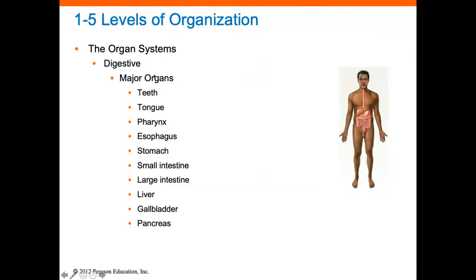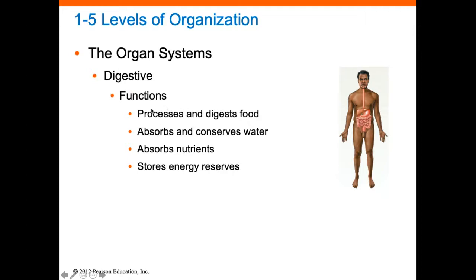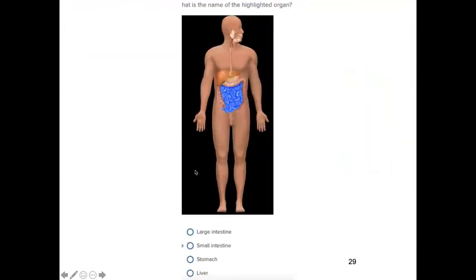Now we look at the digestive system, the teeth, the tongue, the pharynx, esophagus, stomach, small and large intestine, liver, gallbladder, pancreas, all different parts of the digestive system. It's designed to process and digest food. It will absorb water and conserve water. It will absorb nutrients, and it's designed to store energy for us.